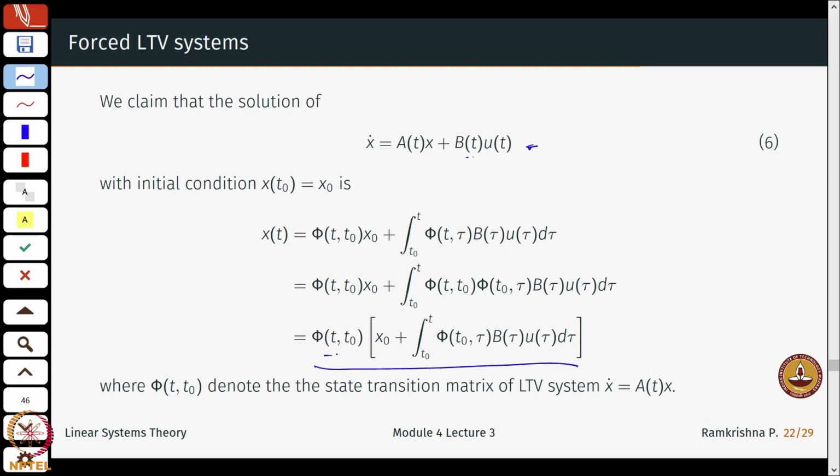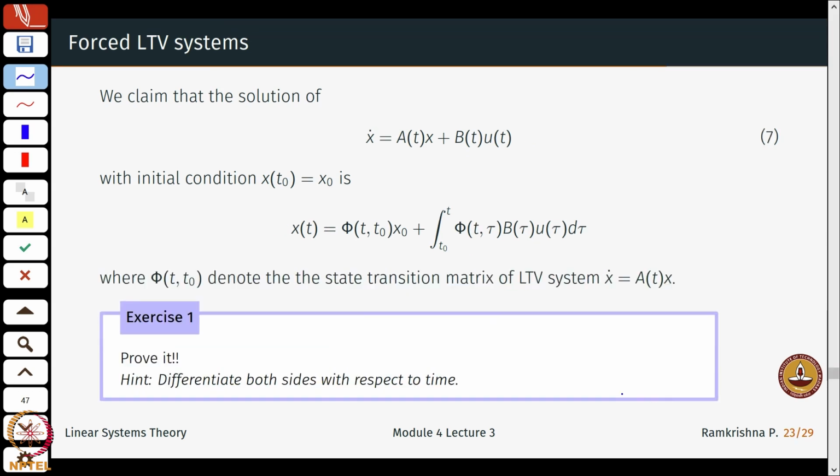And again, phi(t, t0) denotes the state transition matrix of the system x dot equals A(t) times x. Again, the way we verified yesterday, making use of the Leibniz rule, we can still verify using exactly the same procedure, just that in that case this phi was e power A(t minus tau). Now I have a little more general phi, but nothing really changes in those steps. So you just verify by differentiating both sides, and you can realize that x of t actually satisfies this differential equation.